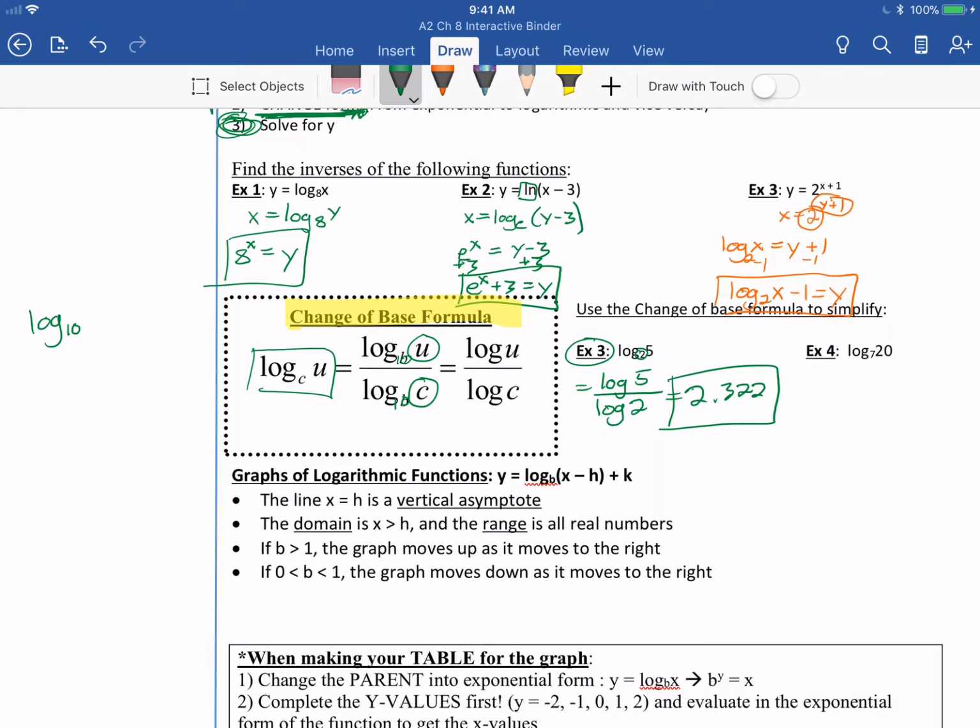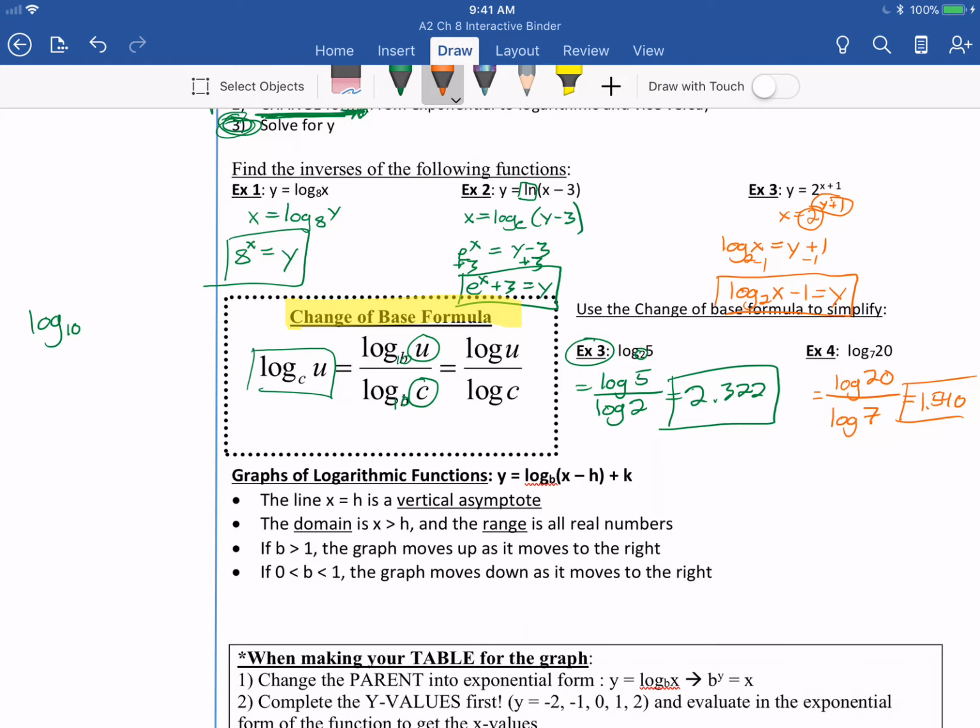All right, awesome. And the last quick example here we have is log base 7 of 20. You plug it into your calculator, you do log of 20 over log of 7. And when you plug that in your calculator, you should get 1.540, somewhere along those lines. Okay, so make sure you can get those numbers. That changing of the base is going to be huge. That's going to help you plug those things into your calculator that aren't very nice.